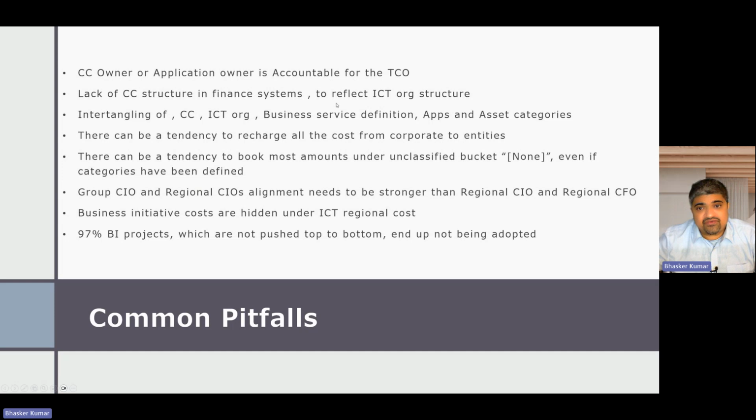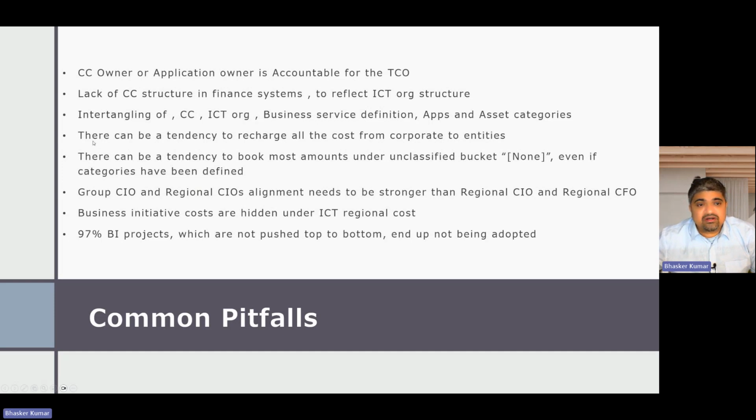Lack of cost center structure in the finance system. You have to be aware that the cost center structure in the finance systems might not be apt for the ICT organization requirement. There you have to break it up into applications, business services, and your ICT organization. These things will help you bridge the gap between the cost centers in the finance systems and the way your organization is organized from a cost center ownership perspective. That is the same thing I'm trying to highlight again here.